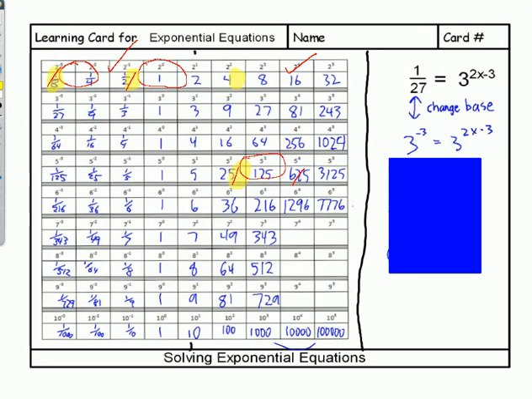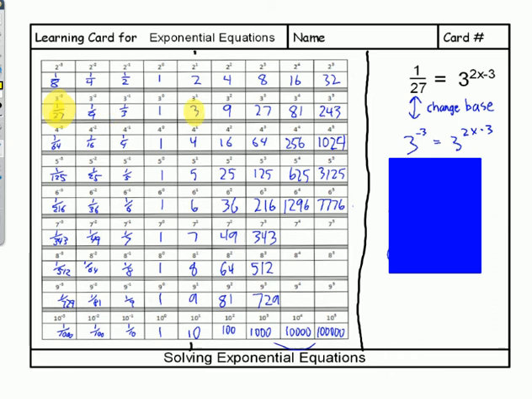I've got this table that I use. Sorry, I probably have to clear all those other things out of the way. It's got a list, and you can see 3 to the 0 power is 1, 3 to the first is 3, 3 to the second is 9, 3 to the third is 27. But going the other way, I want you to notice 3 to the negative 1, negative 2, negative 3. 3 to the negative 3 is the same as 1/27.